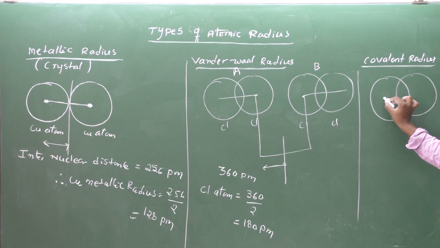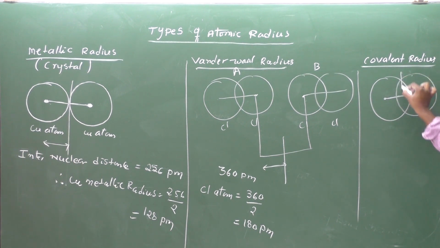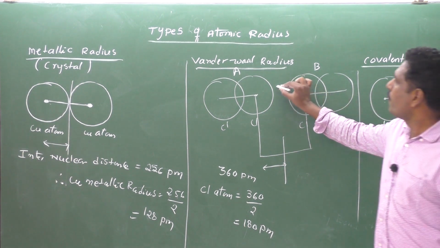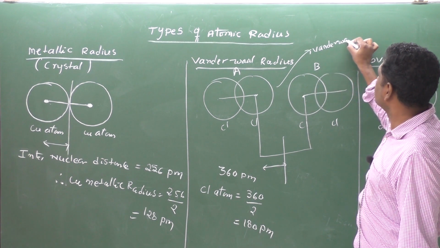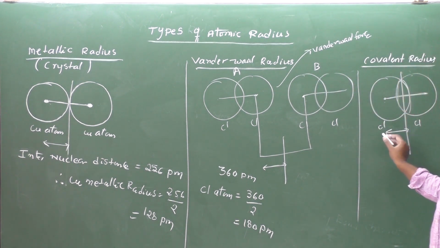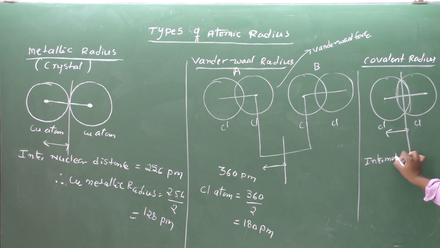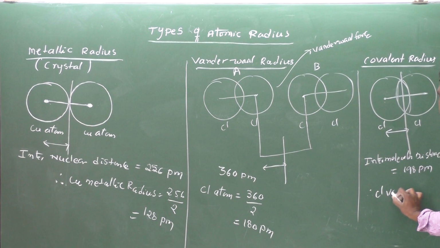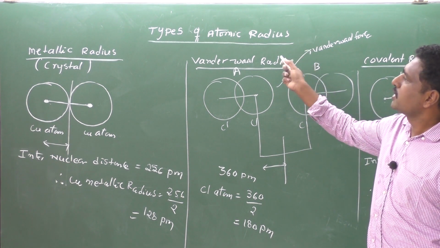After that, covalent radius is half of the internuclear distance between two atoms which are held by a covalent bond. So this is a fluorine atom, this is a chlorine atom, and in between these two is the covalent bond. Here is the van der Waal force. The internuclear distance is 198 picometers. Therefore, chlorine covalent radius is 198 by 2, so 99 picometers.